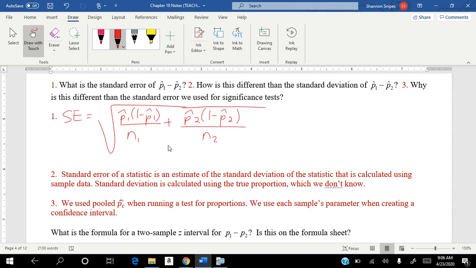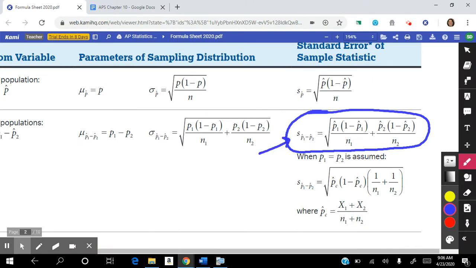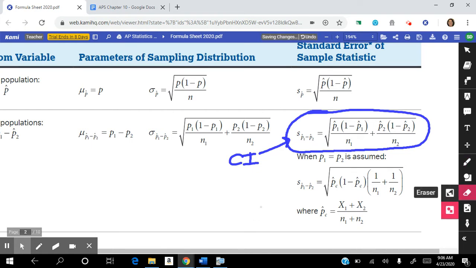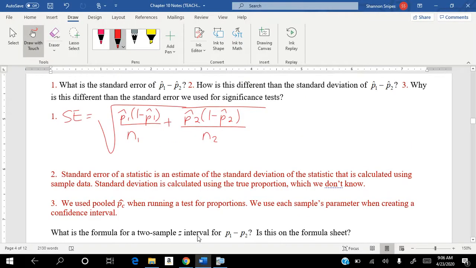So the formula sheet has, you're going to use this for confidence interval. You can use this for means, for tests. But we also, just to remind you, we did talk about that second formula and how that is the exact same as the formula that I have circled in blue with the substitution of p, the pooled proportion, instead of each individual sample's proportion. Okay.